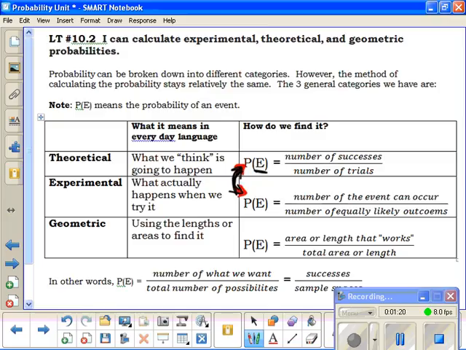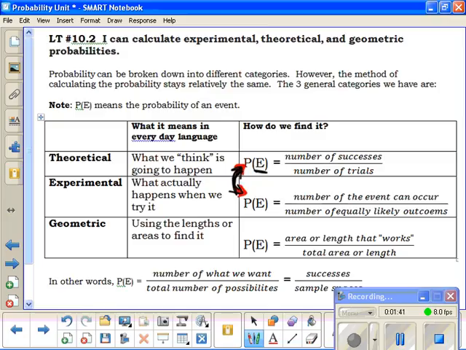Experimental probability is based on what actually happened during an experiment. We flip a coin 100 times. What was the probability of a head? How many heads do we get? How many tails do we get? That's experimental probability. It's the number of times the event occurred out of the total number of trials. So those should be switched around.